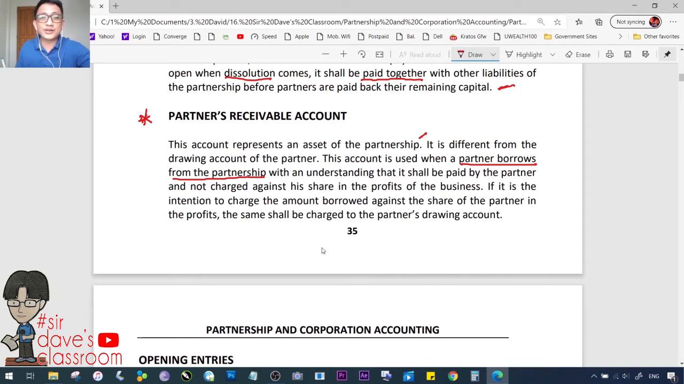Alright? If it is the intention to charge the amount borrowed against the share of the partner in the profits, the same shall be charged to the partner's drawing account, which eventually will be closed to the capital account din naman. Okay?